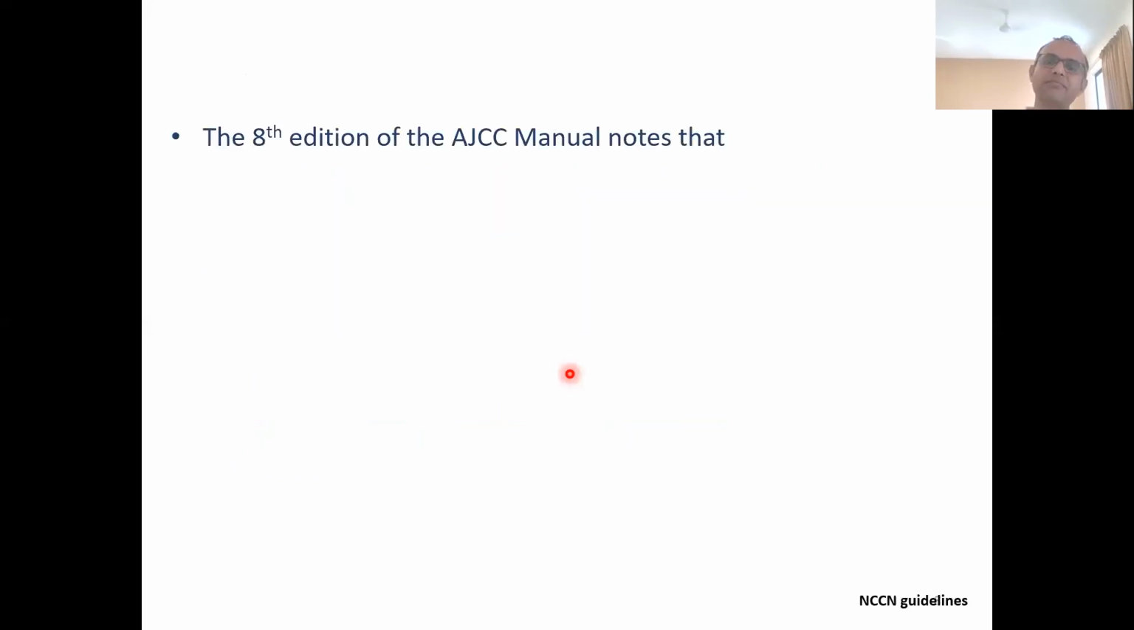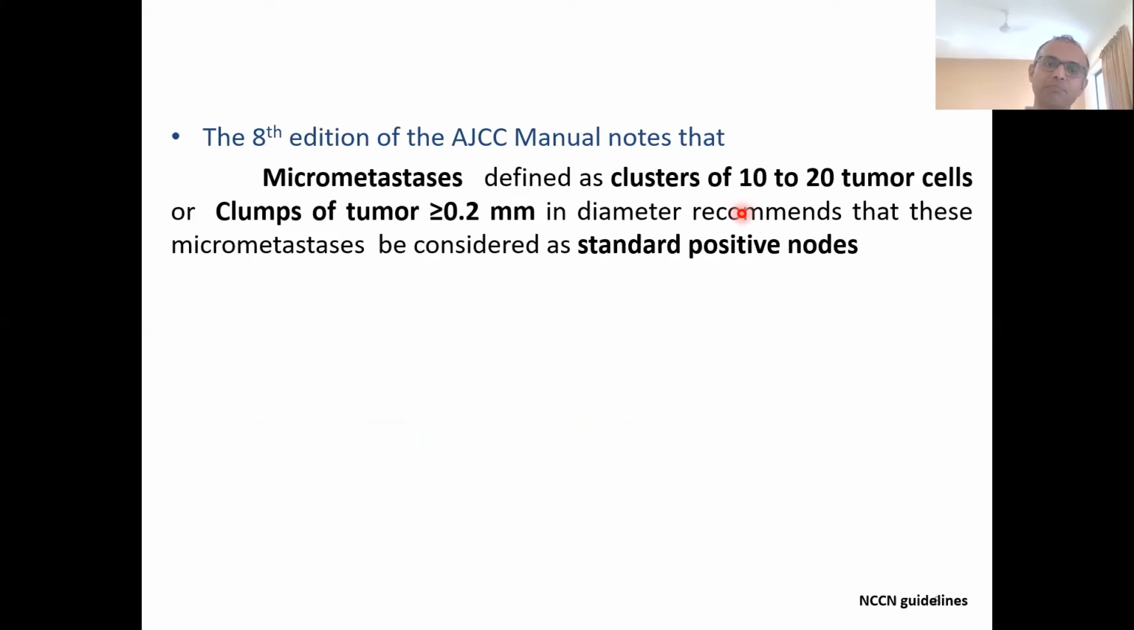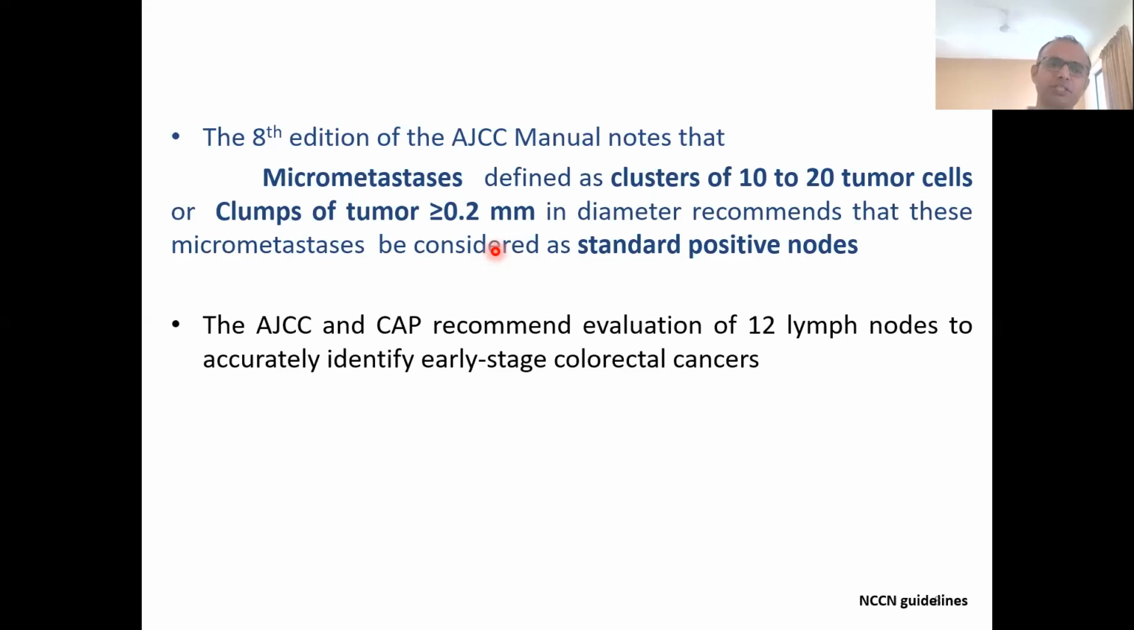That's all. The AJCC 8 manual notes micromets, this is also one good concept. Micromets are defined as 10 to 12 tumor cells or a clump of tumor more than 0.2 mm in diameter. They recommend that these micromets are considered as standard positive nodes if it is 10 to 12 tumor cells or a clump of tumor more than 0.2 mm. If it is less than that, it is a tumor deposit. AJCC and CAP, College of American Pathologists, recommend that at least 12 nodes should be retrieved. If retrieval is less than 12 nodes in colorectal disease, that is considered inadequate surgery. It is pertaining to upfront surgery. If you have given chemo RT or chemotherapy and then you are counting the nodes, it is not applicable.